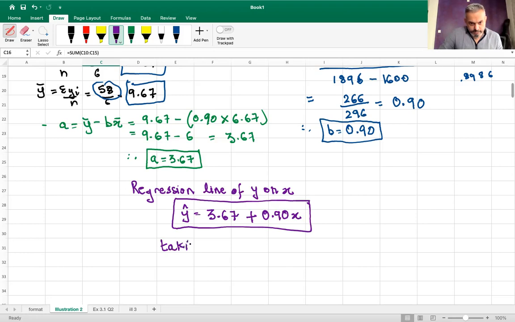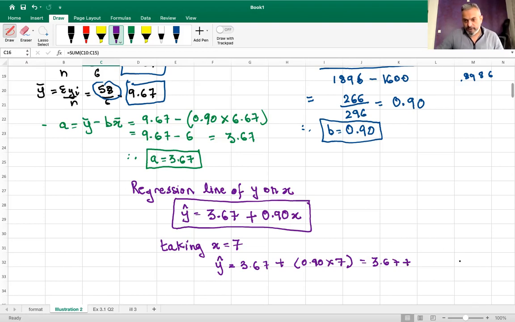Taking x is equal to 7, y cap is equal to 3.67 plus 0.9 into 7, which is equal to 3.67 plus 0.9 into 7 is 6.3, which gives 9.97.